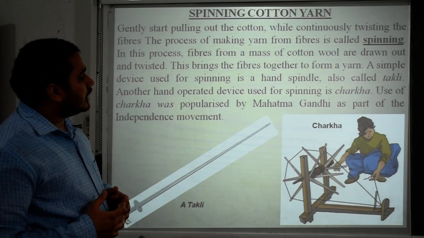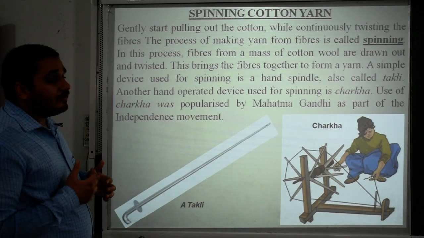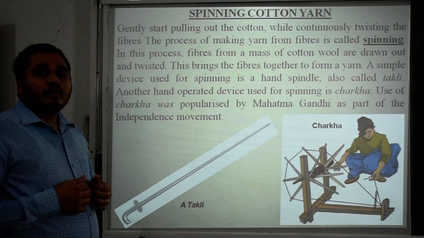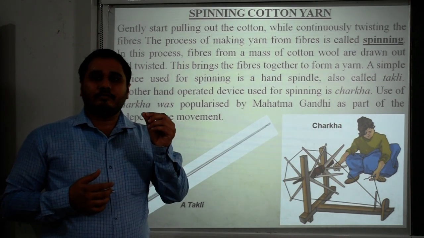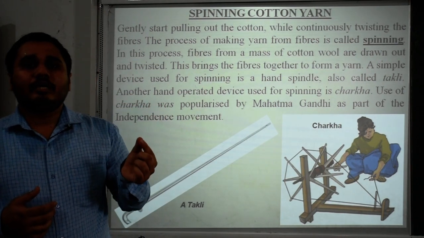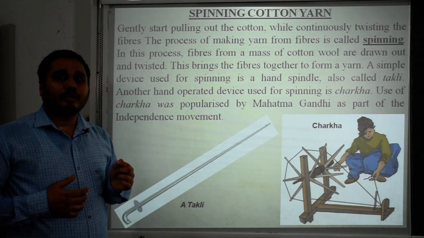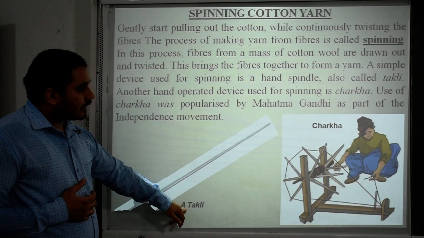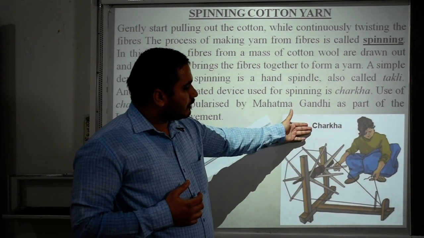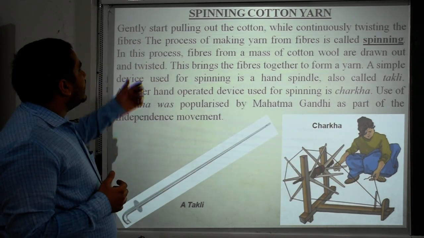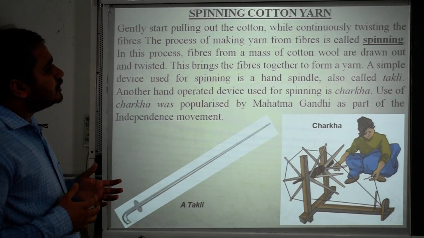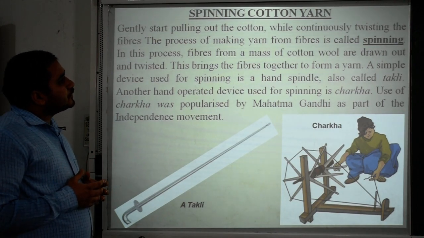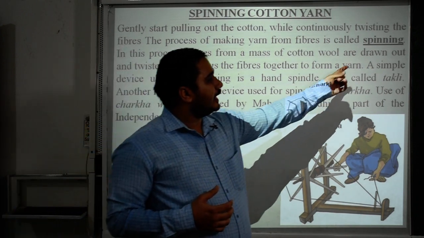Now, spinning cotton yarn. If you want to get proper cotton yarn, how will we get it? Sometimes you use your fingers, rubbing a thin cotton piece between your fingers. The next stage was done by a takli, a kind of equipment, and the old equipment, the charkha. The takli pulls out the cotton while continuously twisting the fibers. The process of making yarn from fibers is called spinning.